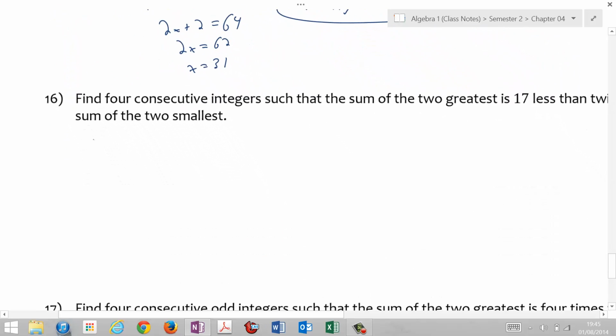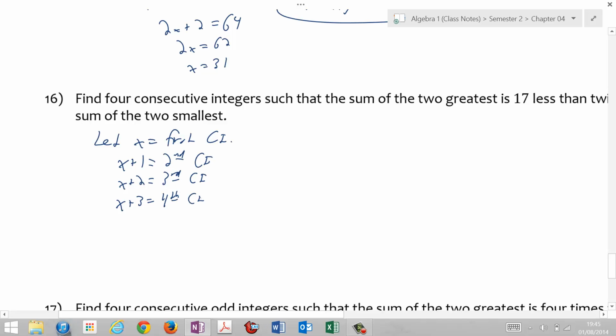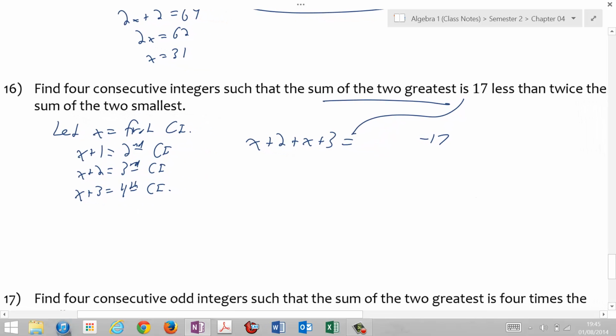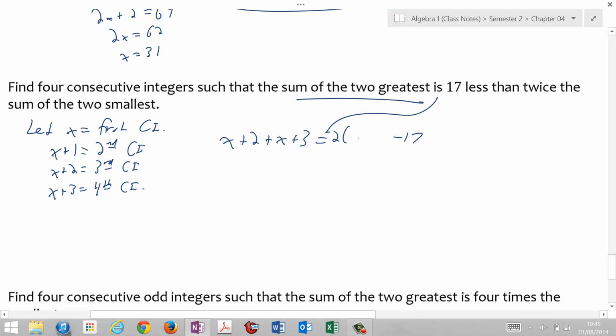Then we have 4 consecutive integers. So let x equal the first CI, and set up your x plus 1. Sorry, they're consecutive, they're not consecutive even. x plus 2, x plus 3. Okay, done. And the sum of the two greatest, so that would be x plus 2 plus x plus 3, means equals. 17 less than is negative 17, kicked off to the right. Twice, 2 times, the sum of the smallest, and that'd be the x plus 1.